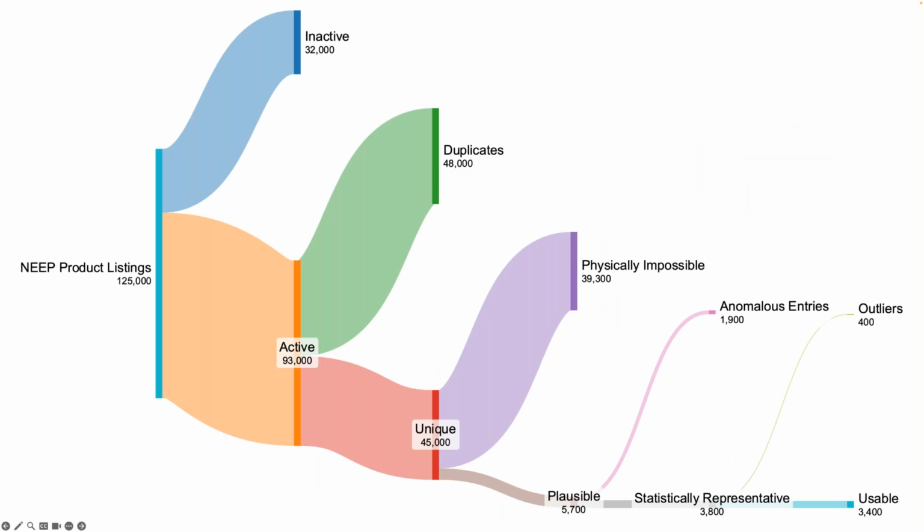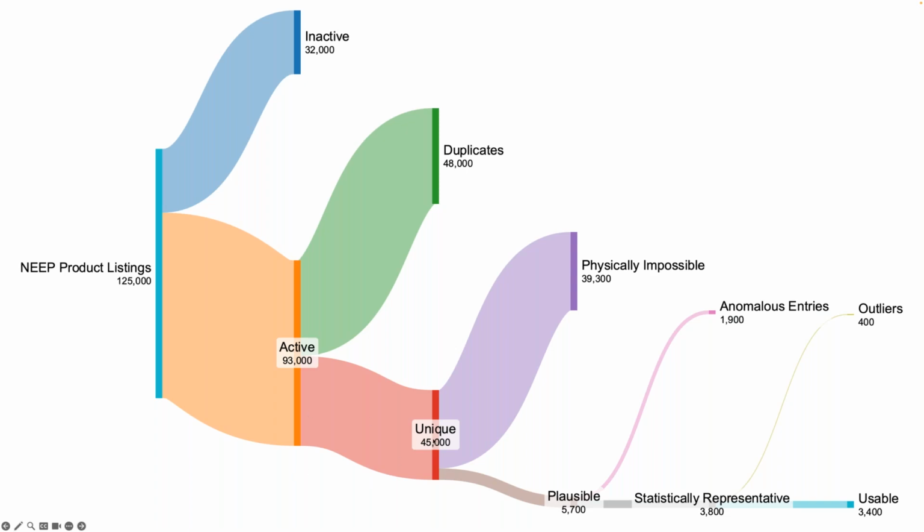So when we started this project, there were 125,000 listings, and of those, we found that 32,000 were inactive, so we didn't want to use those to help inform our modeling. And then of the remaining 93,000, 48,000 were duplicates. These are like the same unit, just sold under a different brand by the same manufacturer.